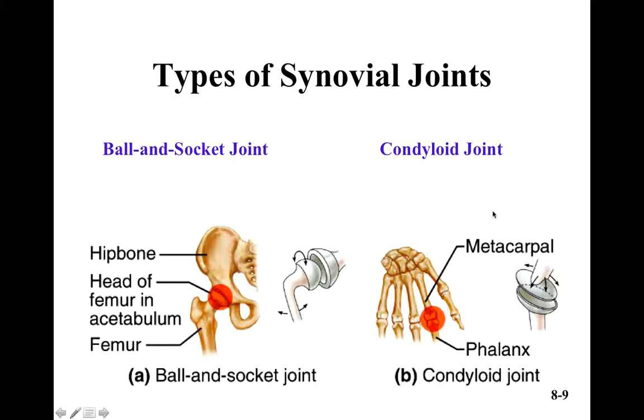A condyloid joint, condyloid joints are also called ellipsoidal joints. And that's because condyloid joints are more like an ellipse. So see, it's not like a rounded shape, it's more like an ellipse. These are like ball and socket, but they're oval shaped. So you have an oval shaped condyle that fits into an oval shaped cavity.